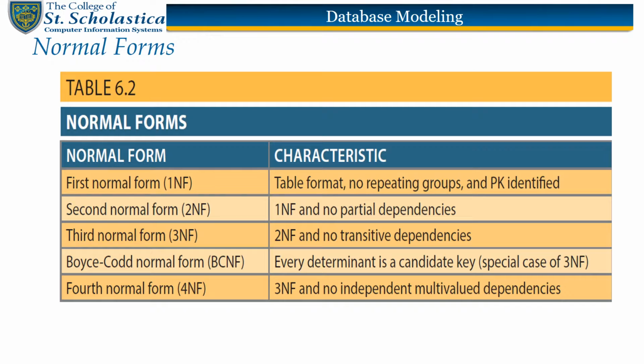The most common normal forms and their basic characteristics are listed here in Table 6.2. First normal form, 1NF, is a table format, no repeating groups, and PK identified. Second normal form, 2NF, is in 1NF with no partial dependencies. Third normal form, 3NF, is in 2NF with no transitive dependencies. Boyce-Codd normal form, BCNF, is a special case of 3NF where every determinant is a candidate key. Fourth normal form, 4NF, is a 3NF with no independent multi-valued dependencies.